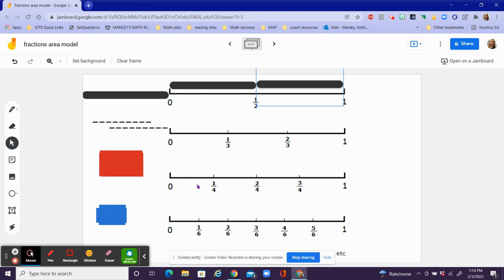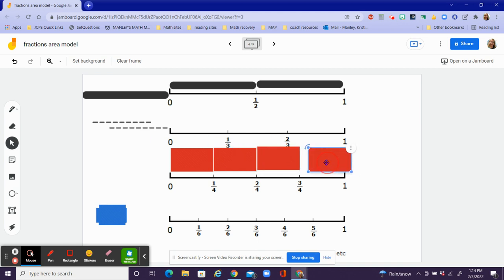I'm going to jump down here to my fourths. Now to do fourths, they're called fourths because it takes 4 to make it from 0 to 1. Okay, so here, 1/4, 2/4, 3/4, 4/4 to go from 0 to 1.